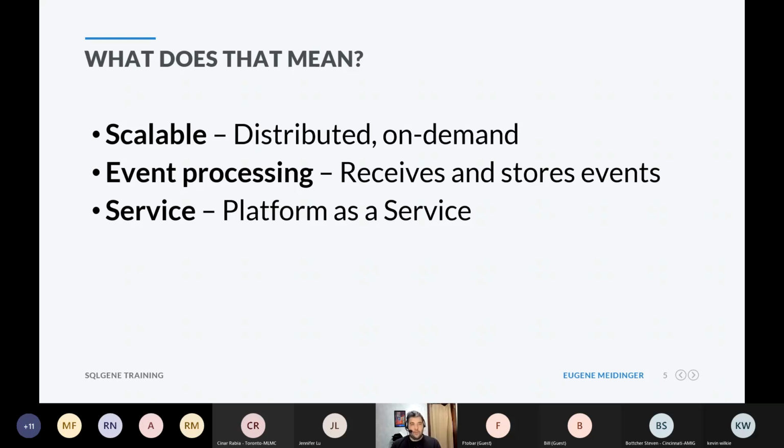And then finally, service, as in platform as a service. And so what that means is that it's a managed backend. You don't have to deal with any of that. You're not running any servers. You're not managing anything.